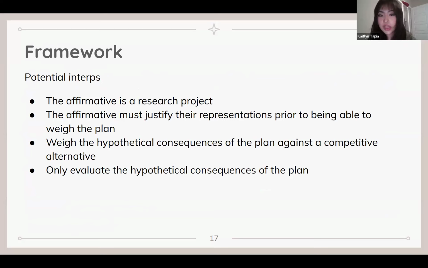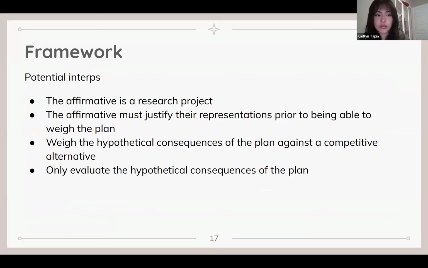And then finally, there's only evaluate the hypothetical consequences of the plan. And this is the most extreme kind of interpretation because it basically means that critiques shouldn't exist in debate at all, or at least pre-fiat critique should not exist in debate at all, because it says that you can only look to whether or not in the fiated world, in this imaginary debate world, the AF is net good or bad.